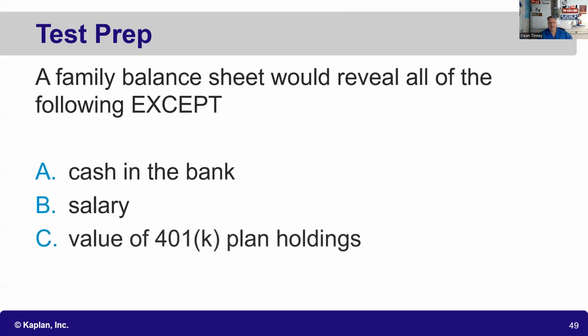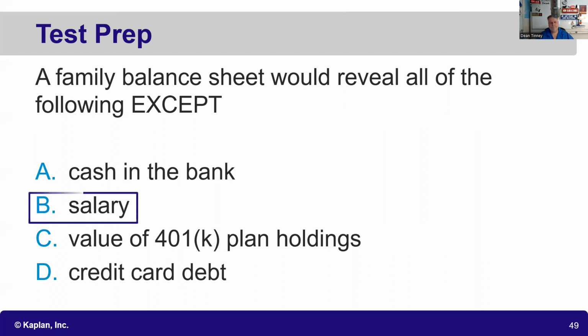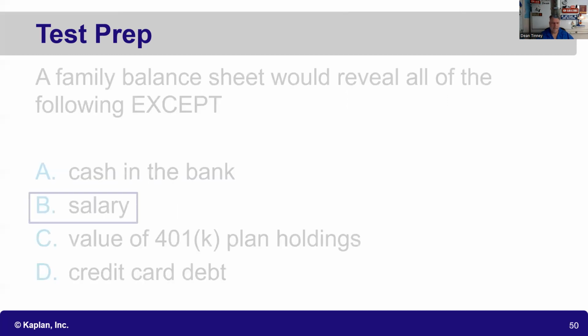The value of a 401k, absolutely on the asset side of your balance sheet for sure. Credit card debt, for sure on the liability side of your personal balance sheet or family balance sheet. The answer is B, salary.